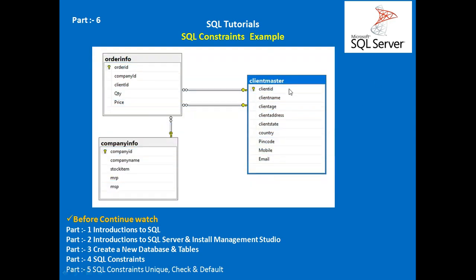Order info table, company info and client master table. In this example we use primary key, check and most of the other constraints. So let's start.